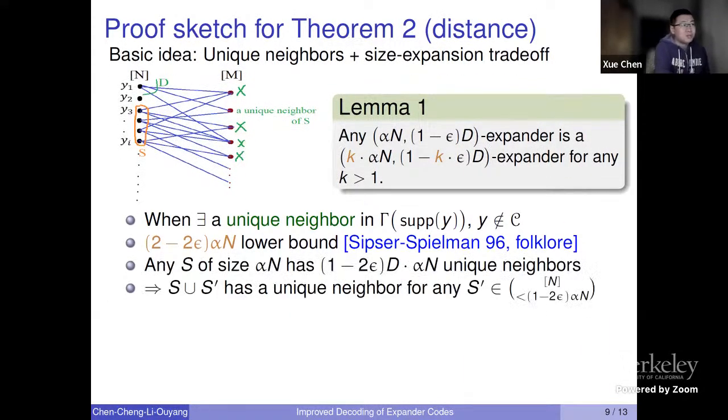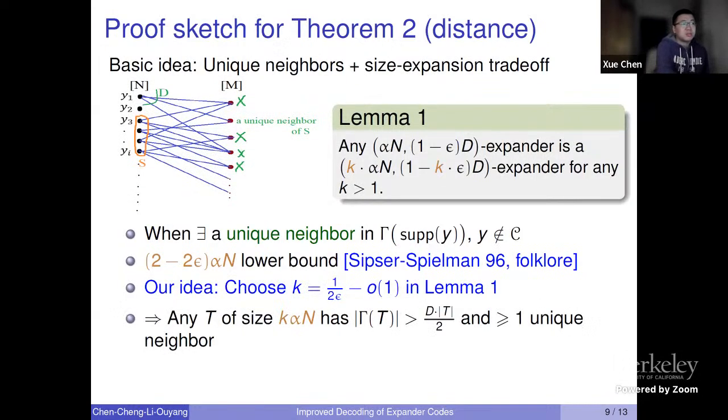So the proof sketch for the new distance bound: the basic idea is to combine the unique neighbors argument with the size expansion trade-off. I will skip this part because it's relatively standard.